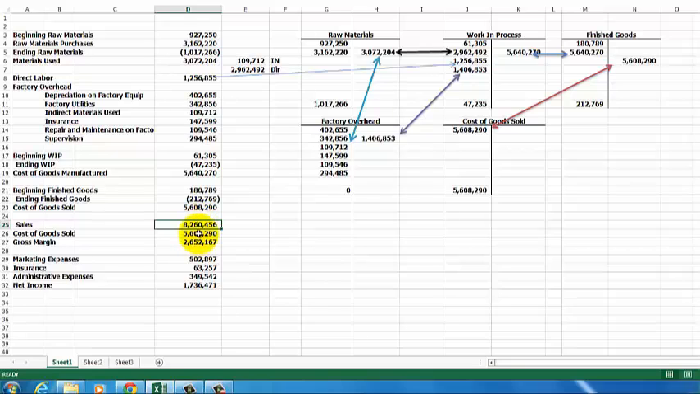Sales minus cost of goods sold, which would have all these other pieces to calculate, but are almost never shown on the income statement in real life. Get your gross margin like we're used to in Accounting 101. Then subtract out marketing expenses, insurance, administrative. These are our period costs, our non-manufacturing costs, to get our net income, ignoring taxes at this point.